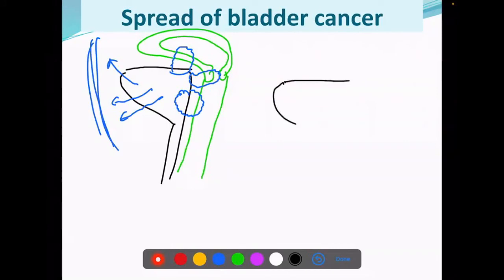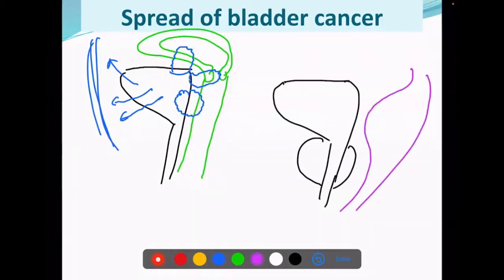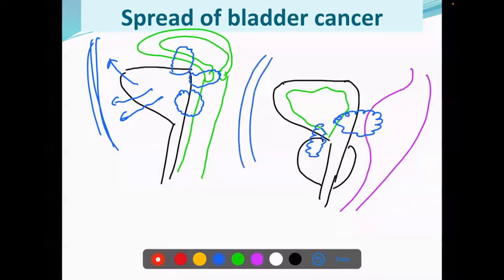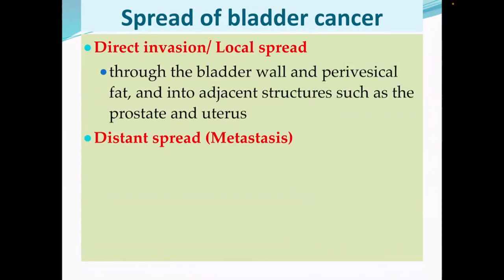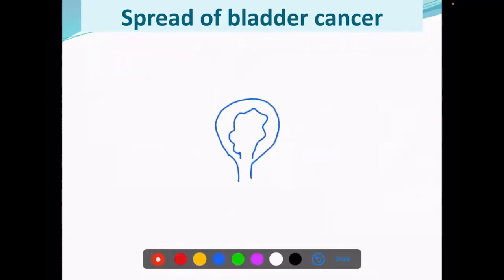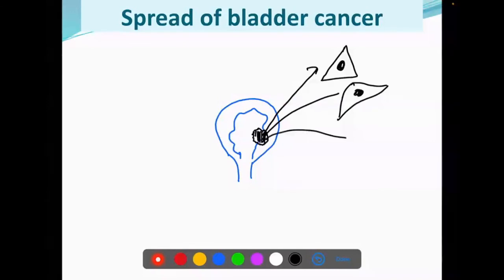But in males, the rectum is just behind the bladder. So a bladder malignancy can spread to the rectum, spread downward to the prostate, or obviously it can spread to the lateral pelvic wall as well. What about distant metastasis? Bladder cancer may spread via the lymphatic system, or via the hematogenous route. If it spreads via the hematogenous route, the common sites would be the lung, which is a very common site, the liver, the bones, or the brain.